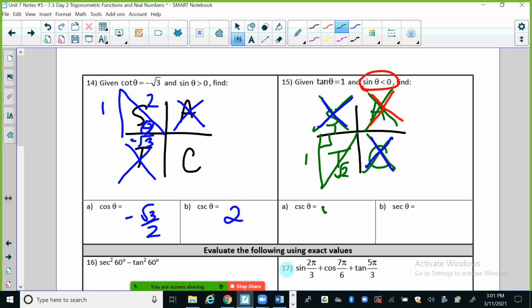So square root of 2 over negative 1, which is negative square root 2. And secant of theta is hypotenuse over adjacent. So square root of 2 over negative 1, which is negative square root of 2. So both answers should have been negative square root of 2. Nice catch. Thank you.